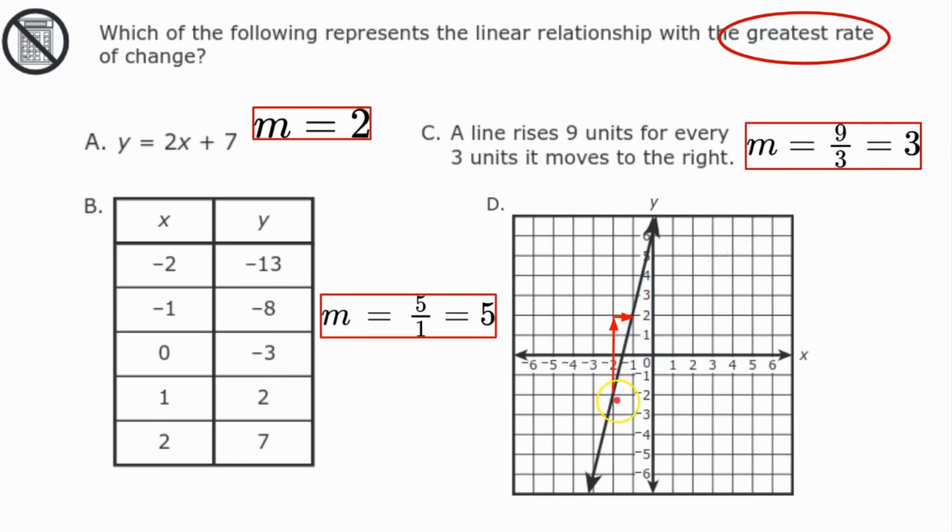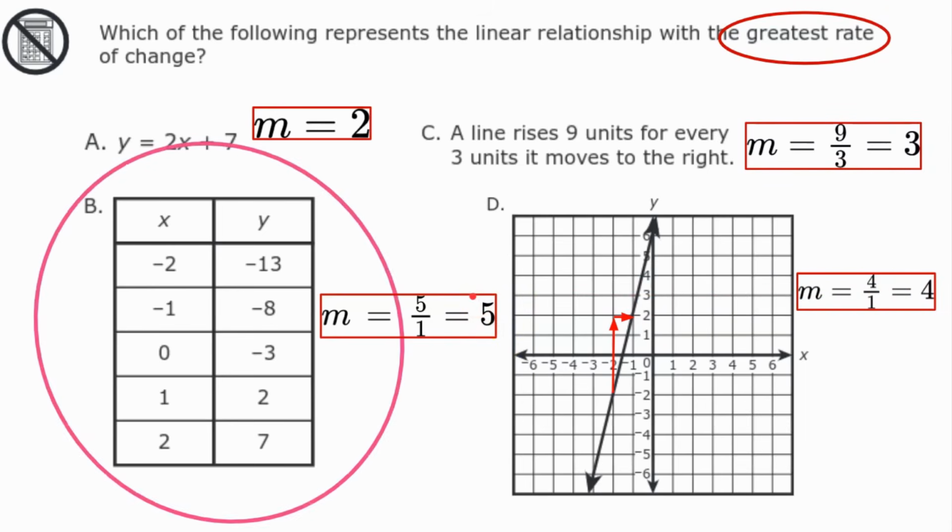Now we have a graph, and we're going to go from one point to the other. I'm going to rise 1, 2, 3, 4, and run 1. So my rise over my run gives me a slope of 4. So my greatest rate, which would give me my steepest line, is choice B, 5.